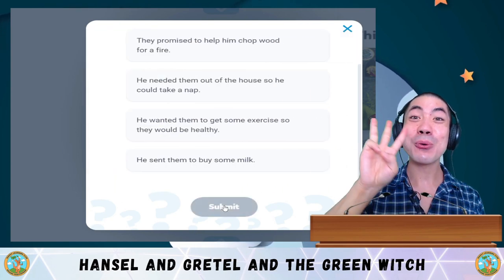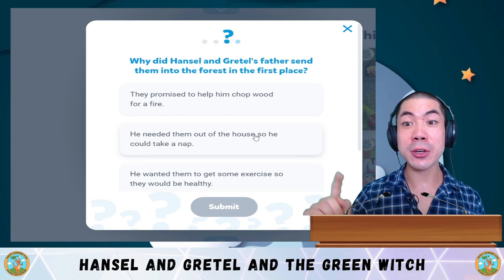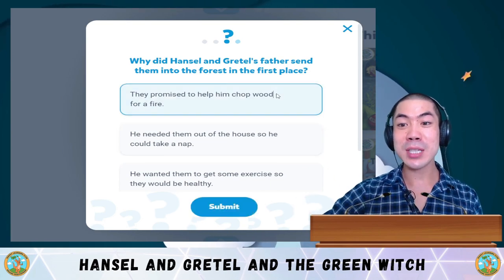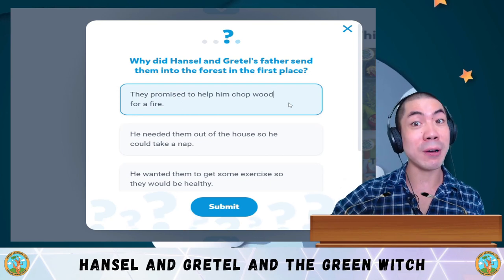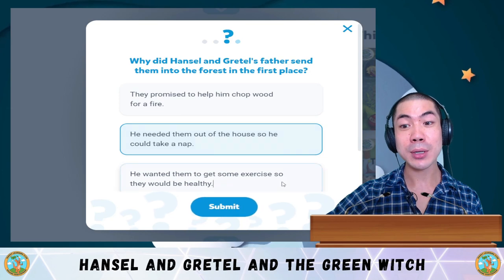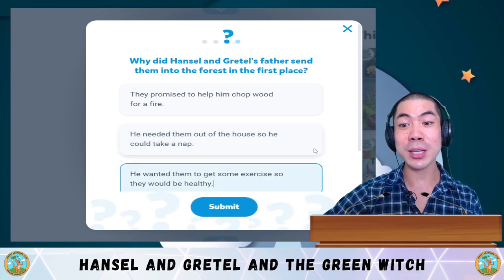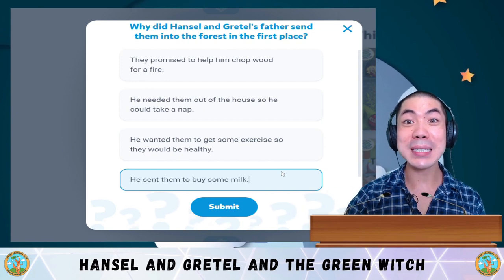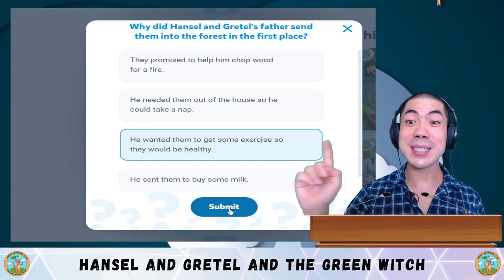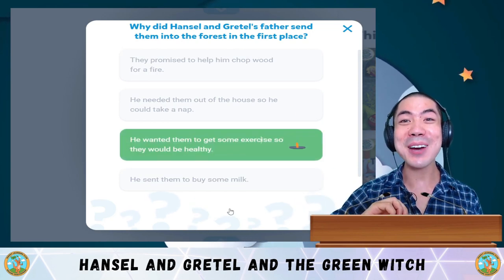Very good. Question 3 is, why did Hansel and Gretel's father send them into the forest in the first place? Is it because they promised to help him chop wood for a fire? Because he needed them out of the house so he could take a nap? Was it because he wanted them to do some exercise so they could get healthy? Or did he send them to buy some milk? What do you think? I'll give you a moment. The answer is C. He wanted them to get some exercise so they would be healthy.